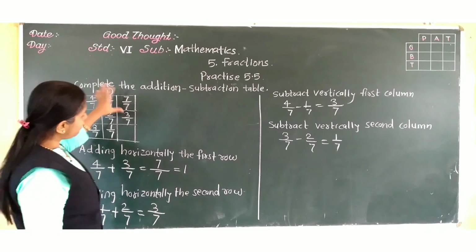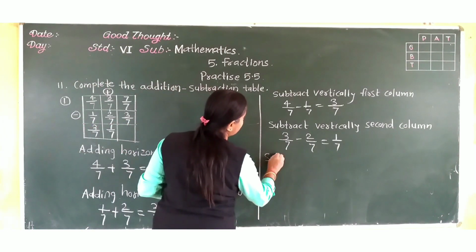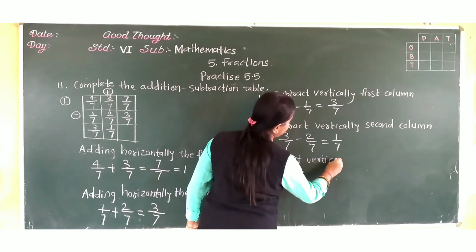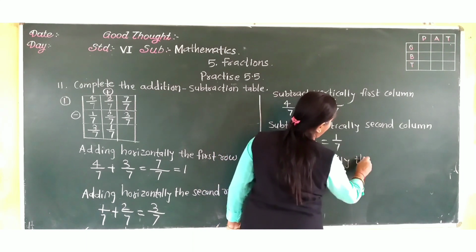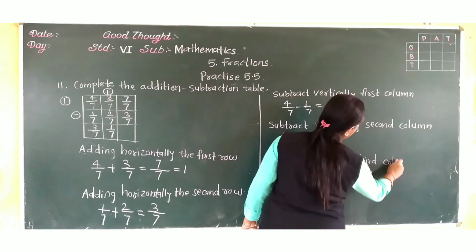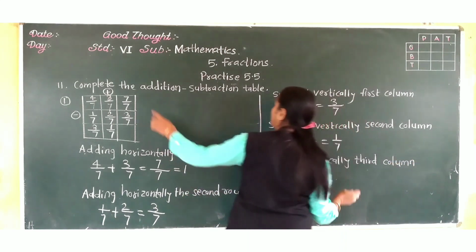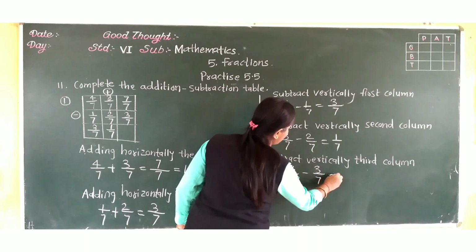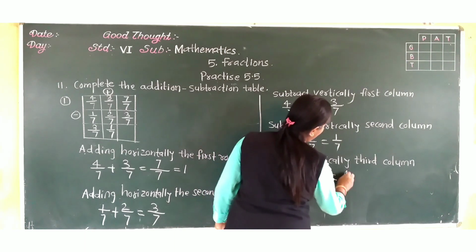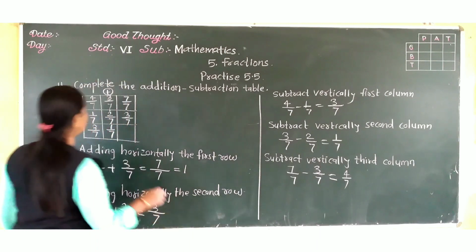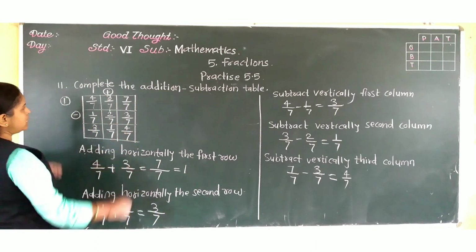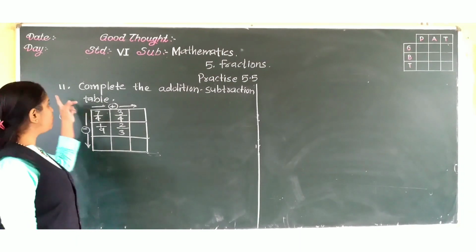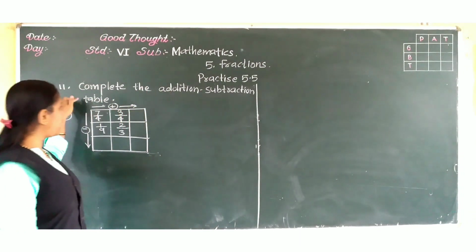Now these two we have to subtract vertically, third column. What is the third column? 7 upon 7 minus 3 upon 7. That is, now 7 minus 3, 4 upon 7. So the answer is 4 upon 7. In this way, we can complete the addition subtraction table.